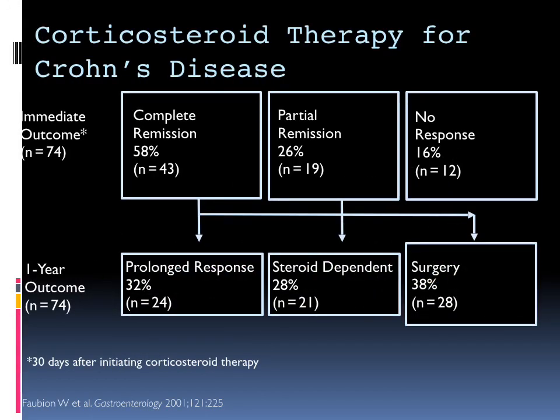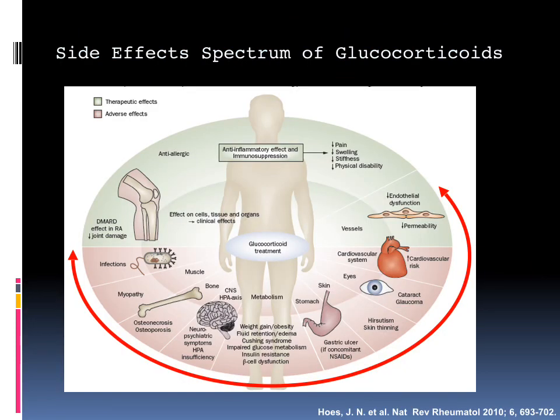Steroids are a very common thing, and you're probably going to see them in your practice being used in lots of induction. They're good for induction. They're bad for maintenance, they lose efficacy over time, and they have a very toxic side effect profile. So we do not like to use them for a prolonged period of time.